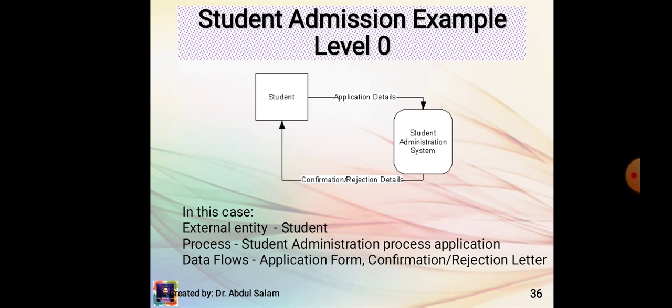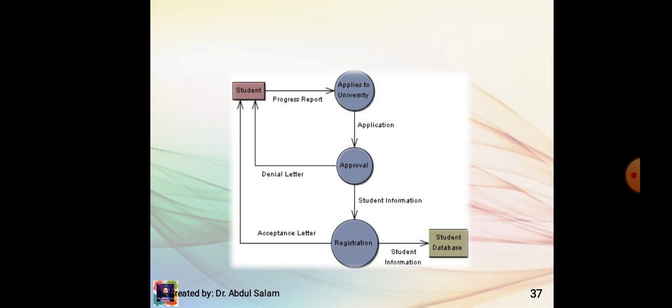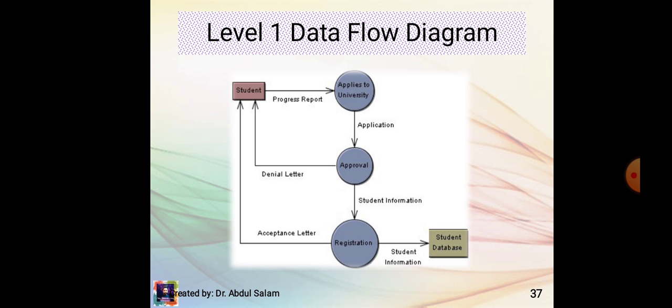Student admission example, level 0. In this case, the external entity is the student, the process is student administration, and the data flows are the application form and the confirmation or rejection letter. Level 1 data flow diagram.